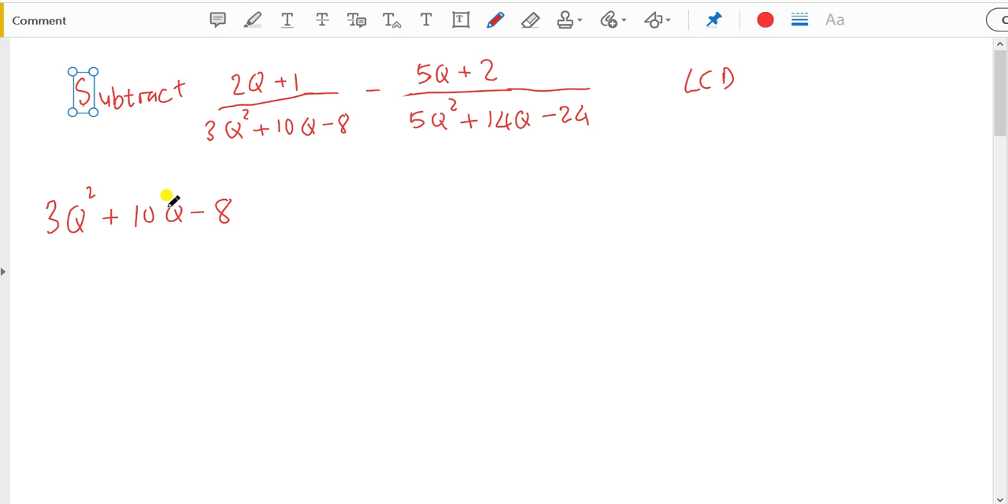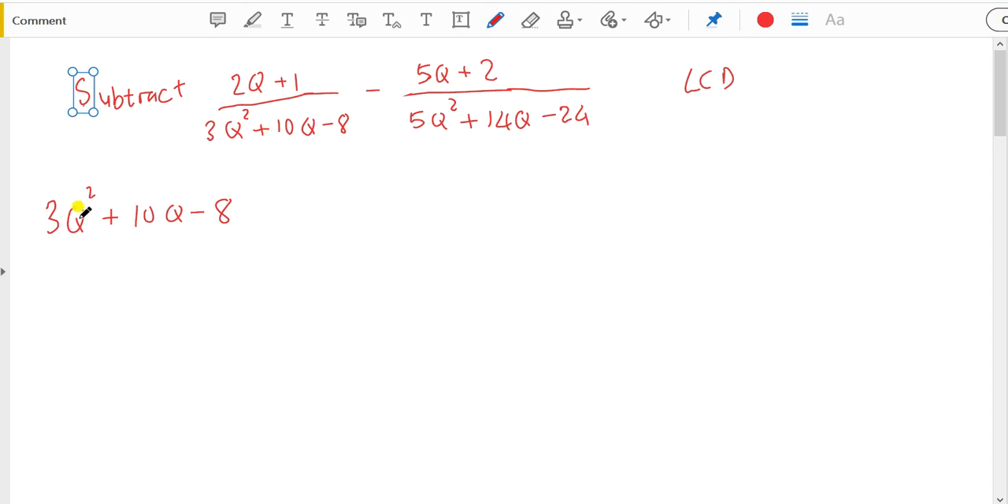This expression here is a trinomial, which means it has three terms, and we can use the trinomial factoring techniques from the last chapter. There are two cases: when the leading coefficient of the square term is 1, or when it is not 1. In this case, we have 3, which is not equal to 1, so it takes a little more time to factor than just finding two numbers that multiply to get minus 8 and add to get 10, as in the case of 1. Since this is not 1, we have to use something called the AC method.